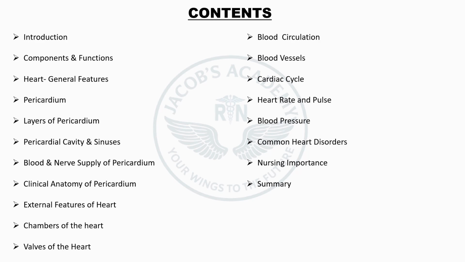After that, we will cover the external features of the heart, the chambers of the heart, and the walls of the heart. We will then move on to the blood circulation, types of blood vessels, and the cardiac cycle. Next, we will learn about heart rate and pulse, blood pressure, and common heart disorders. Finally, we will discuss the nursing importance of the cardiovascular system and then a summary. So let us begin with a brief introduction.